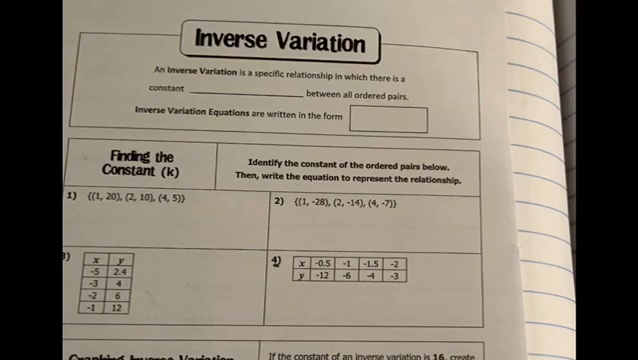So an inverse variation is a relationship in which there's a constant product between x and y in all ordered pairs. So when looking at the equation for inverse variation, it's the opposite of direct. So it's y equals k over x.